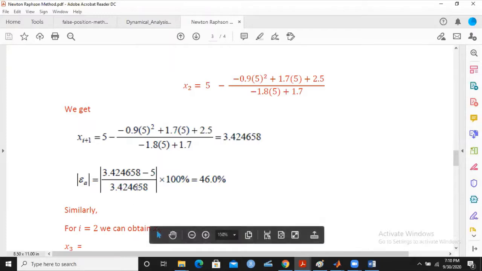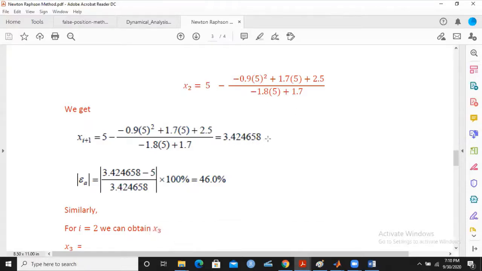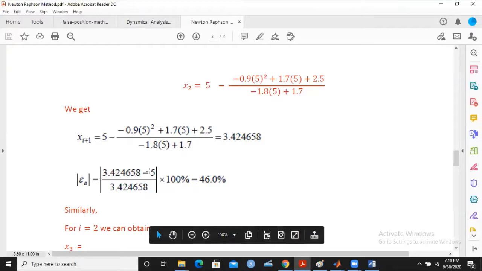You will consider two consecutive iterations. For example, x1 is 5, x2 is 3.424658. So you will say current minus previous divided by current, absolute, times 100%. The error is too high, 46% error is too big. Let us go to the next iteration.